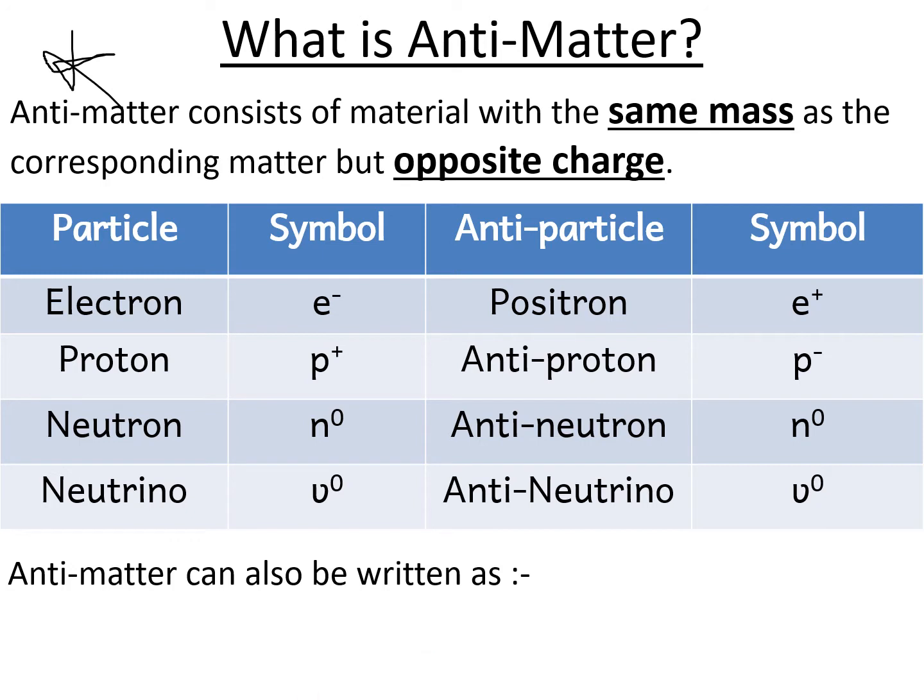Now, antimatter can be written as the following. So if this is the matter version, then the antimatter version is just the same symbol, but with a line above it to represent it's the antimatter version. So this would be the antiproton. If we're talking about the neutron, N would stand for neutron, so N with a line above it would stand for the antineutron.